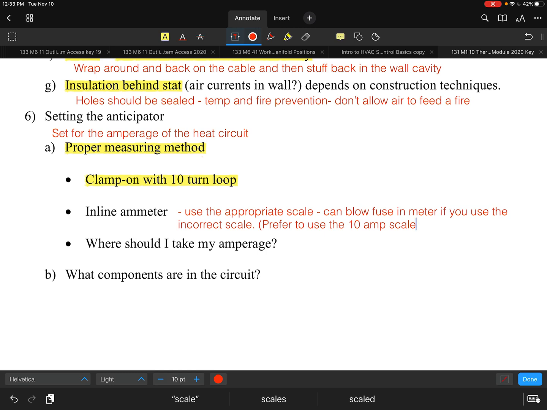Now, if for some odd reason you're pulling a current close to where I would potentially blow the fuse on the smaller scales, that's going to be a little bit of a problem. On the 10 amp scale I don't have the nuisance fuse-blowing problems. So that's kind of the norm.